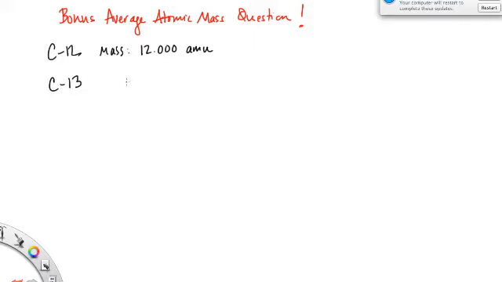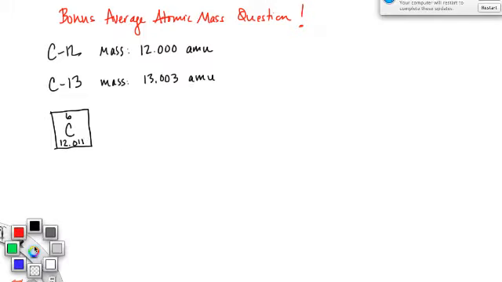Carbon-13's mass is 13.003 AMUs. Okay? And if you look at carbon on the periodic table, it's atomic number 6. And what is its mass? It's 12.011 AMUs. That's its average atomic mass. So here is our average atomic mass.